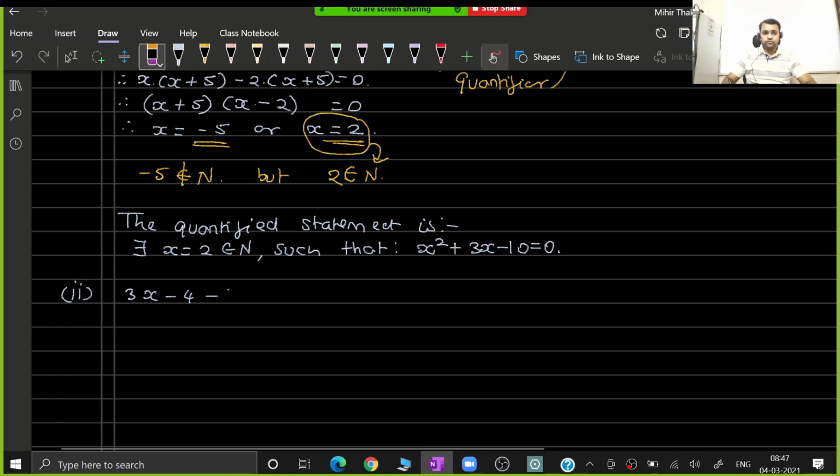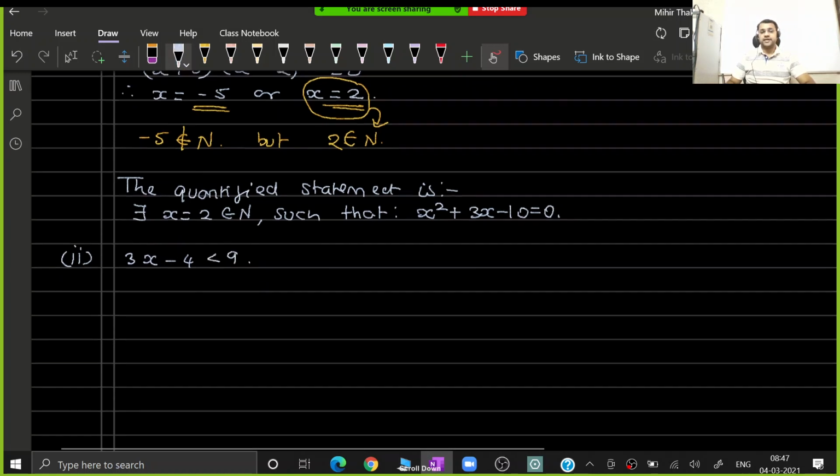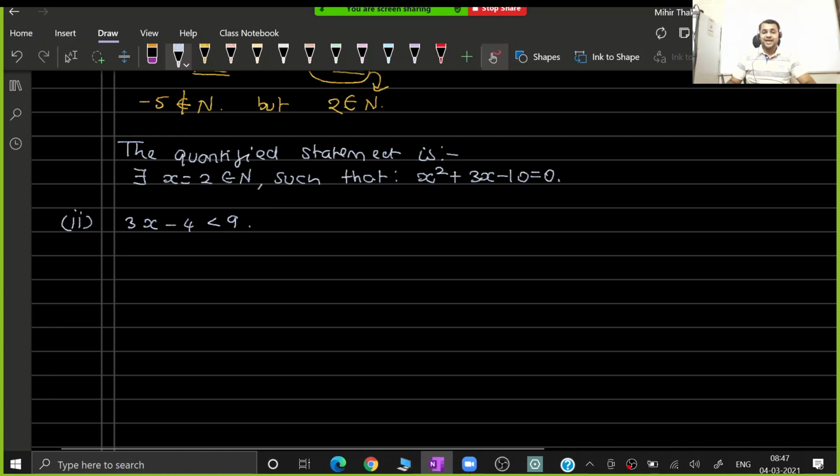Three x minus 4, when I know that it is less than or equal to 9, or I can say just lesser than 9 as the condition. I have to check on this given statement whether all natural numbers will be lesser than 9 if I use this statement, or there will be only a few natural numbers which will be satisfying this condition. So I know that the set of natural numbers starts from 1, 2, 3, 4 and so on.